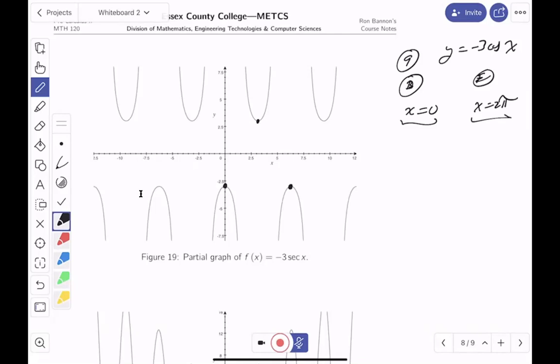All right, put the points down for you. What's this point over here? 2 pi, comma, minus 3. This point over here is 0, minus 3. Now, the difference between 0 and 2 pi is pi, so this point over here would be pi, comma, 3. Let's put our asymptotes in. It should be really simple to do.